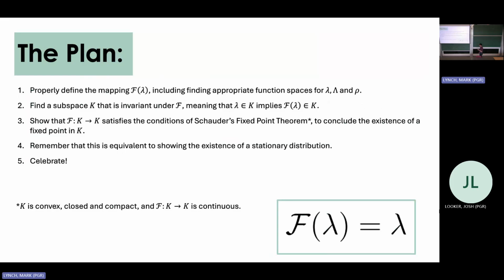Broadly. Okay. But the conditions that it needs to satisfy are that it's convex, closed, and compact, and those were annoying to deal with.